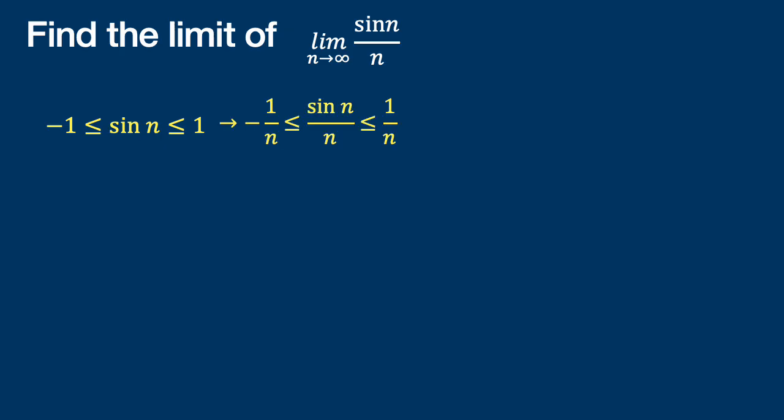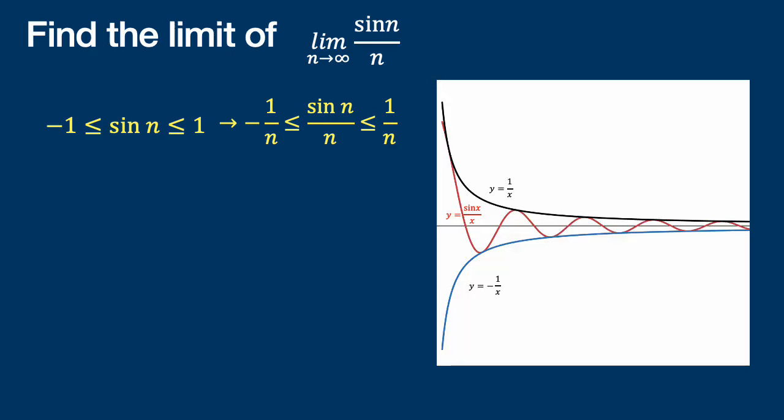Then sine n over n: you divide by n on both sides, negative 1 over n and positive 1 over n. So let's see the graph. The red one is sine x over x. The top function is 1 over x. The bottom function is negative 1 over x.